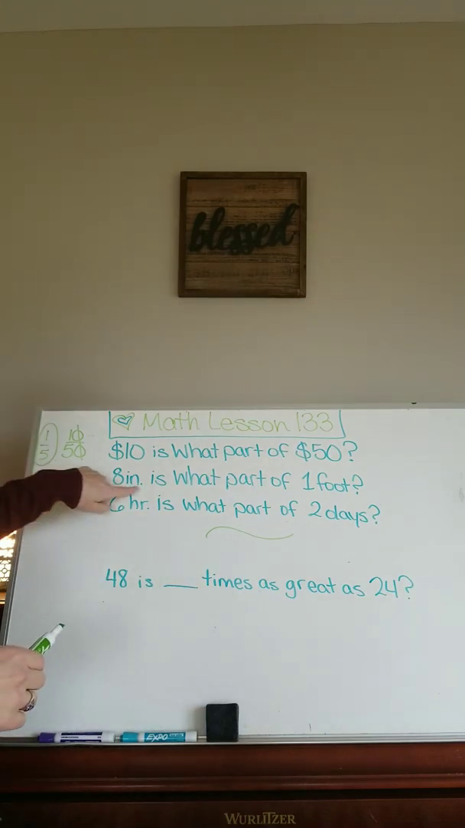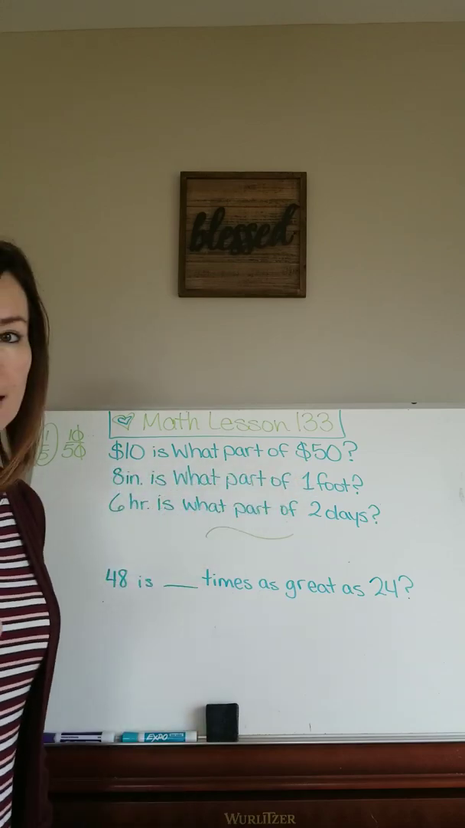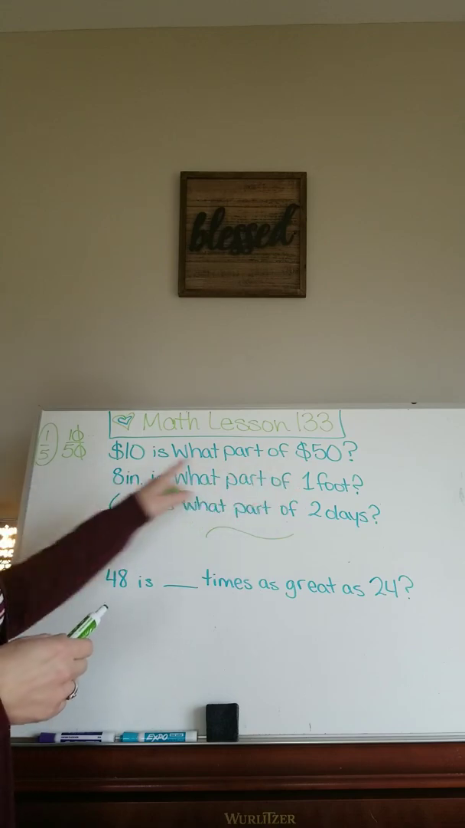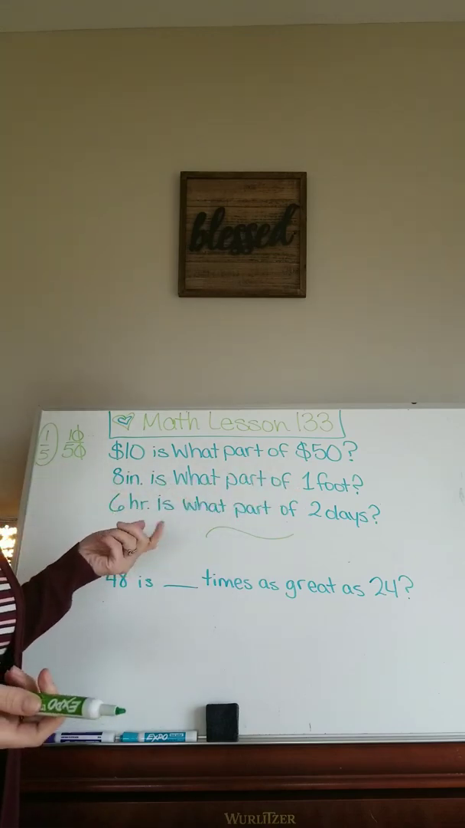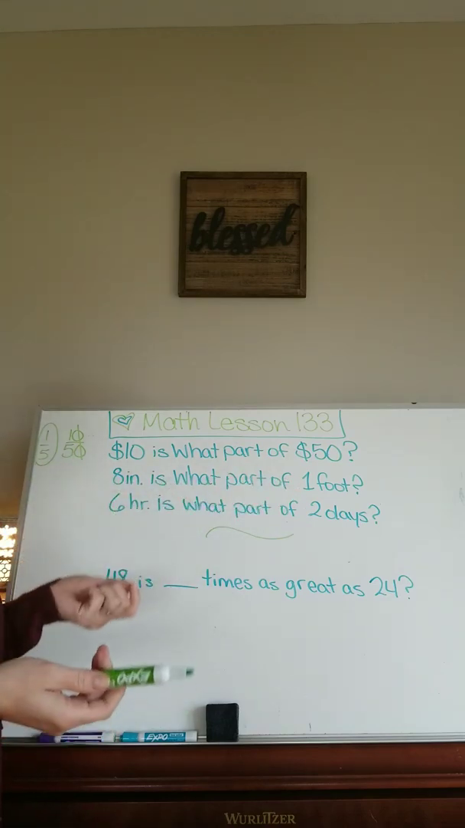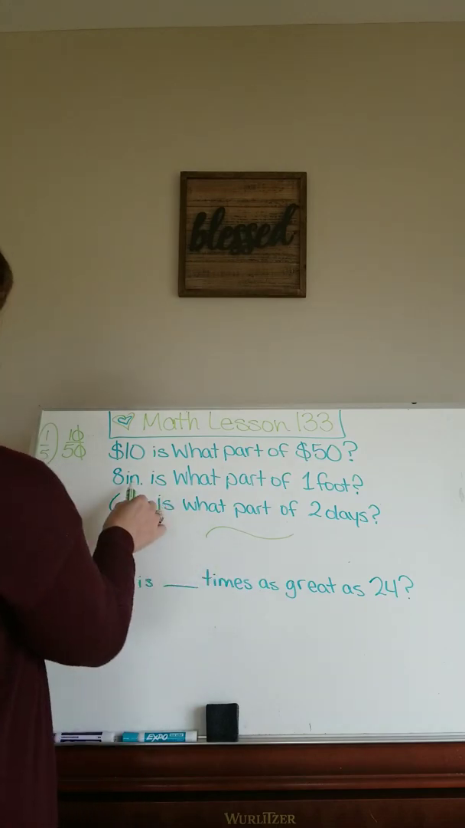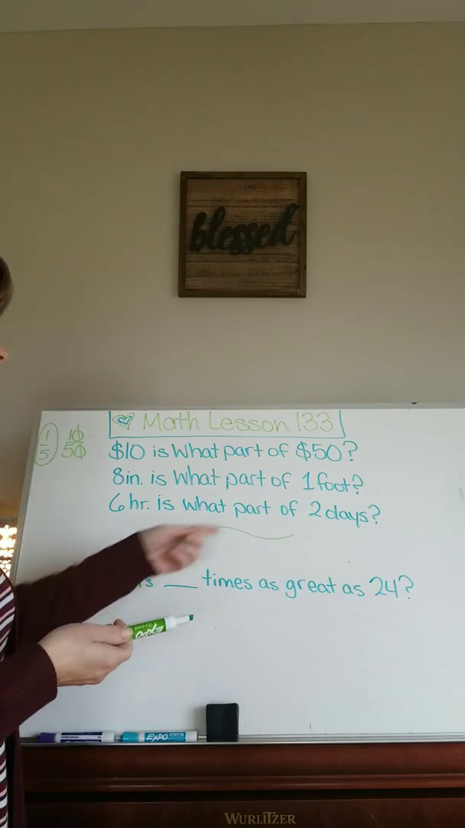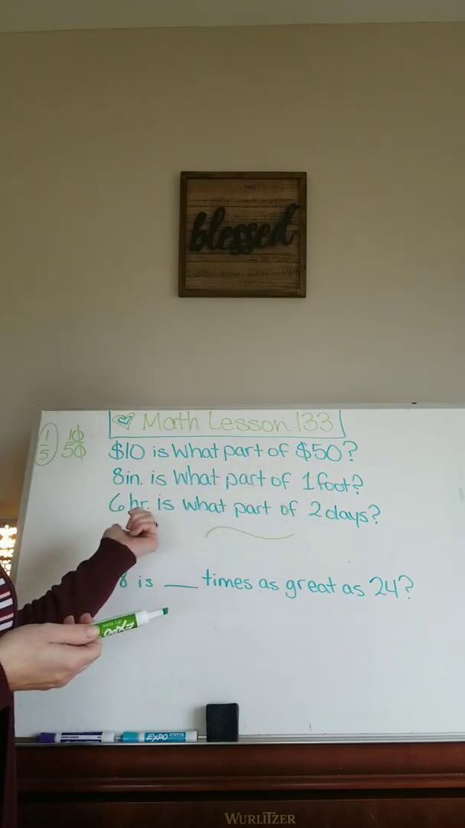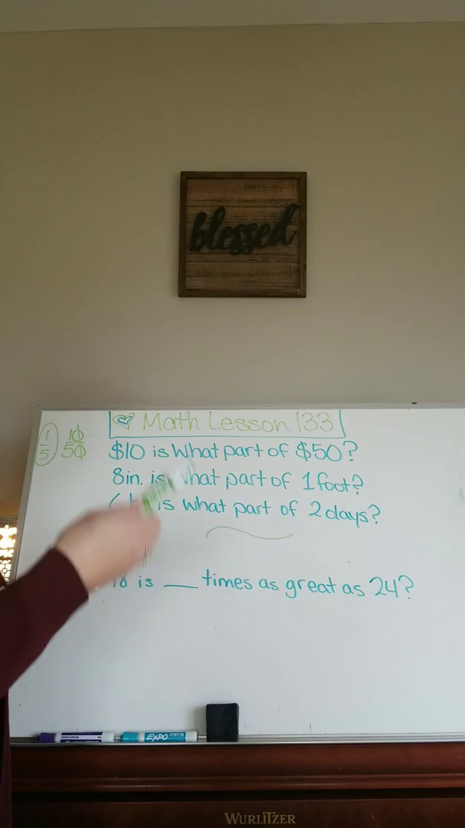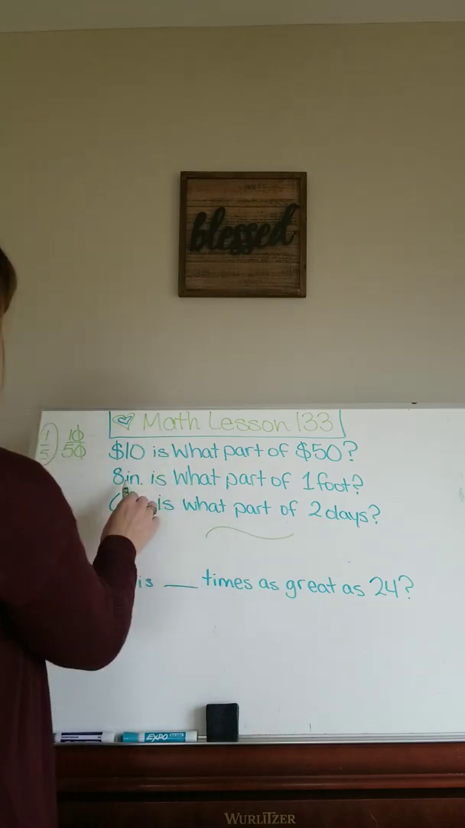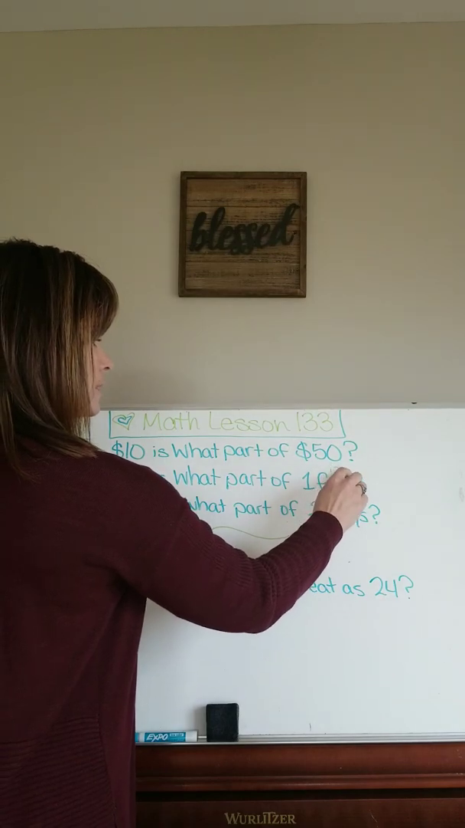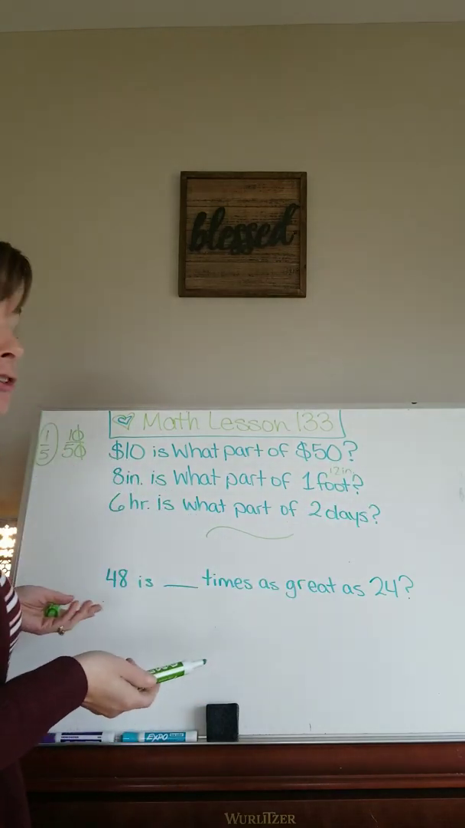8 inches is what part of 1 foot? Now this is where thinking comes in. I can't just take 8 and put it over 1, or 1 over 8, and make a fraction, because we're comparing two different things and we can't do that. This is inches and this is feet, so right away I know I have to change something. The easiest thing to change would be the 1 foot, change it to inches. Then I can find out what part it is. So I have 8 inches is what part of 12 inches. You just change it real quick. It's like an extra step.